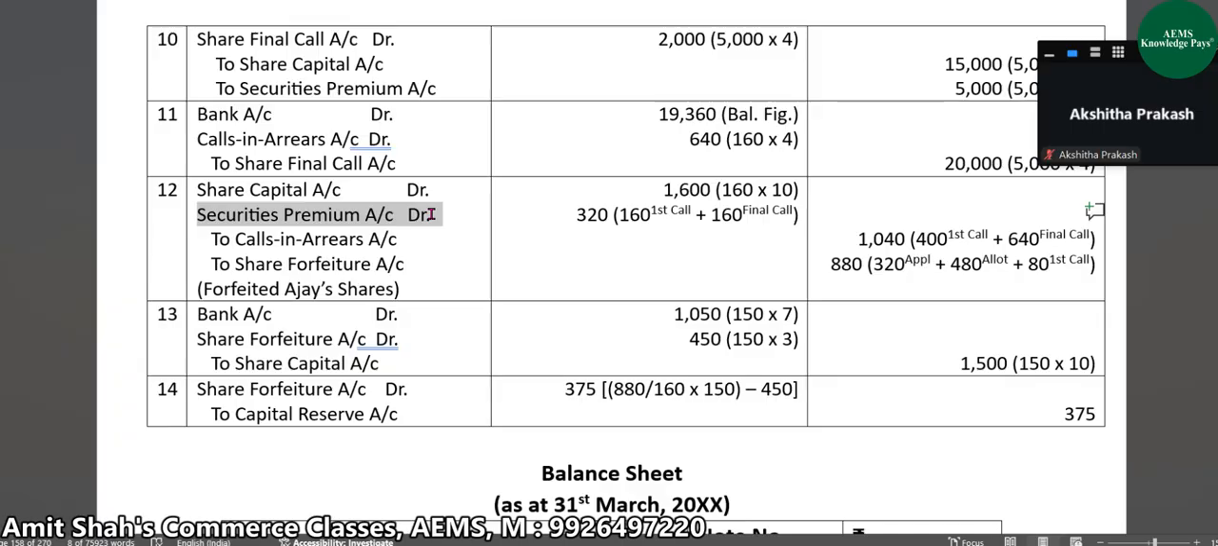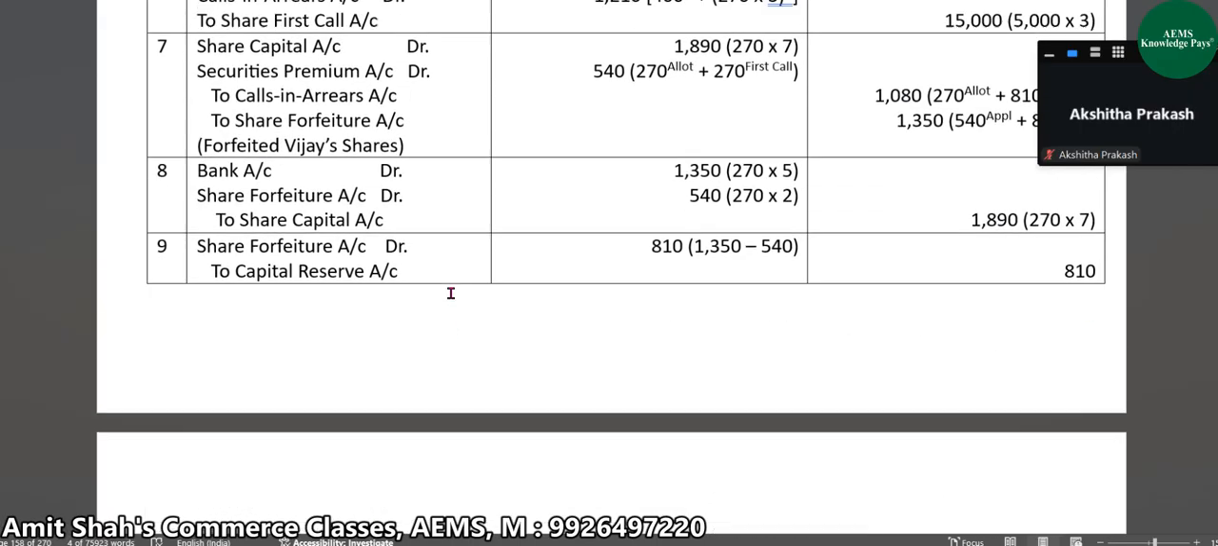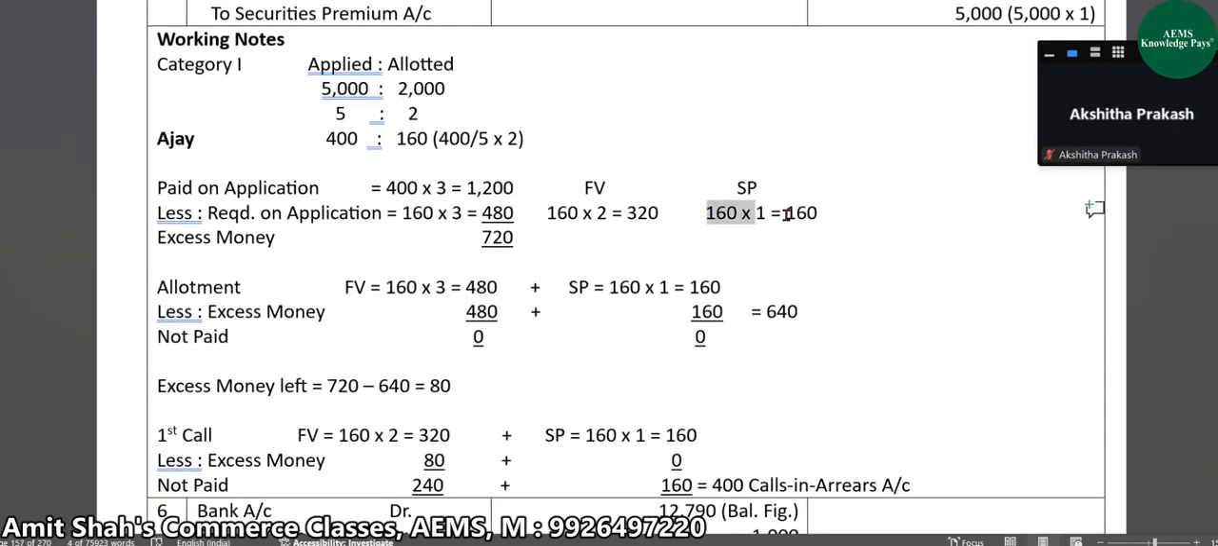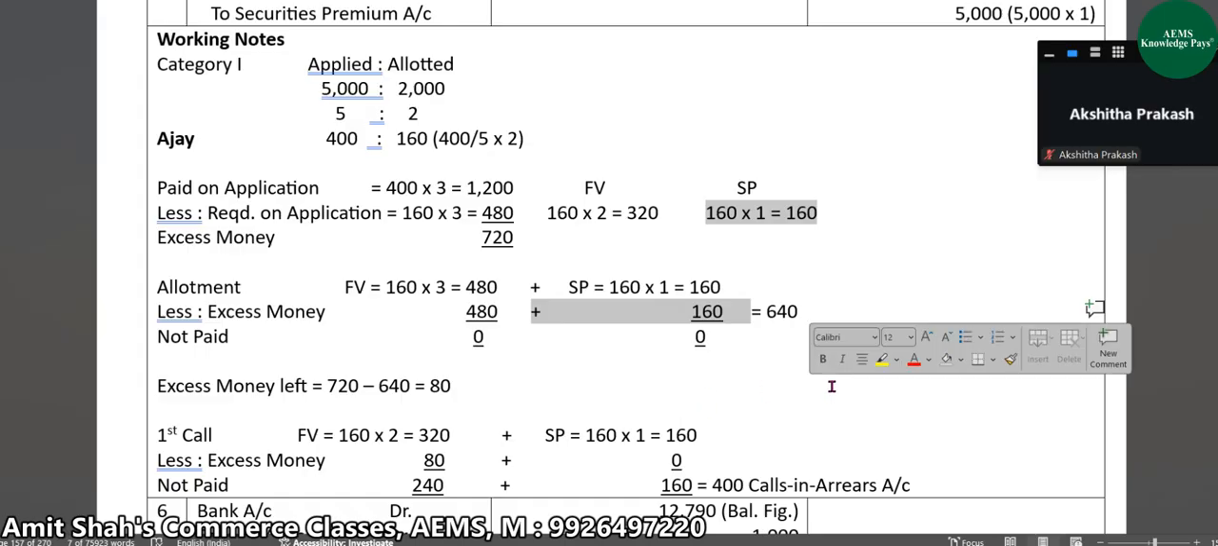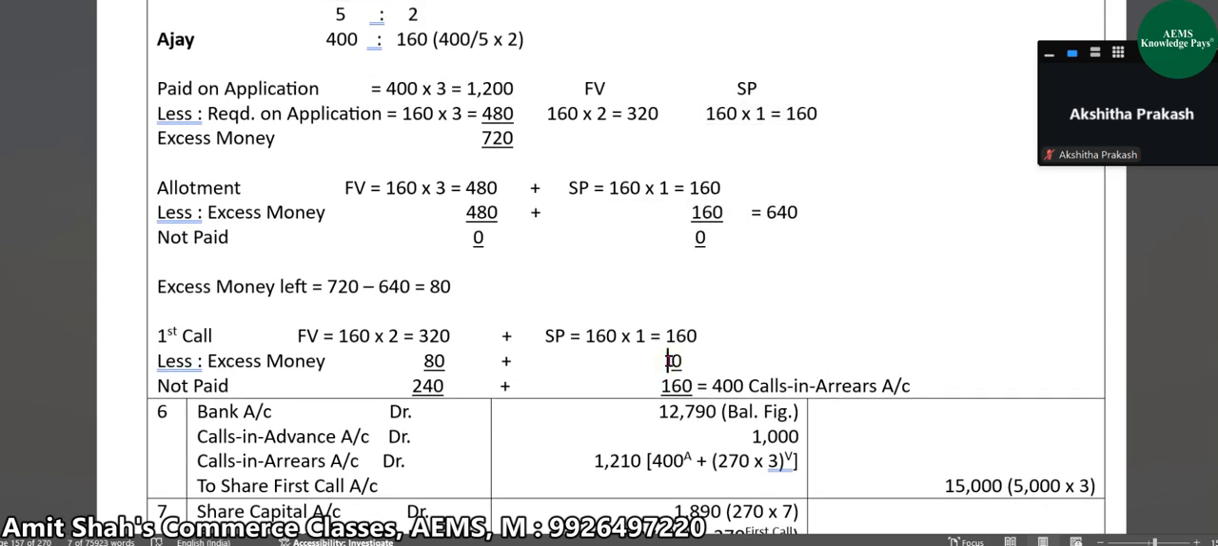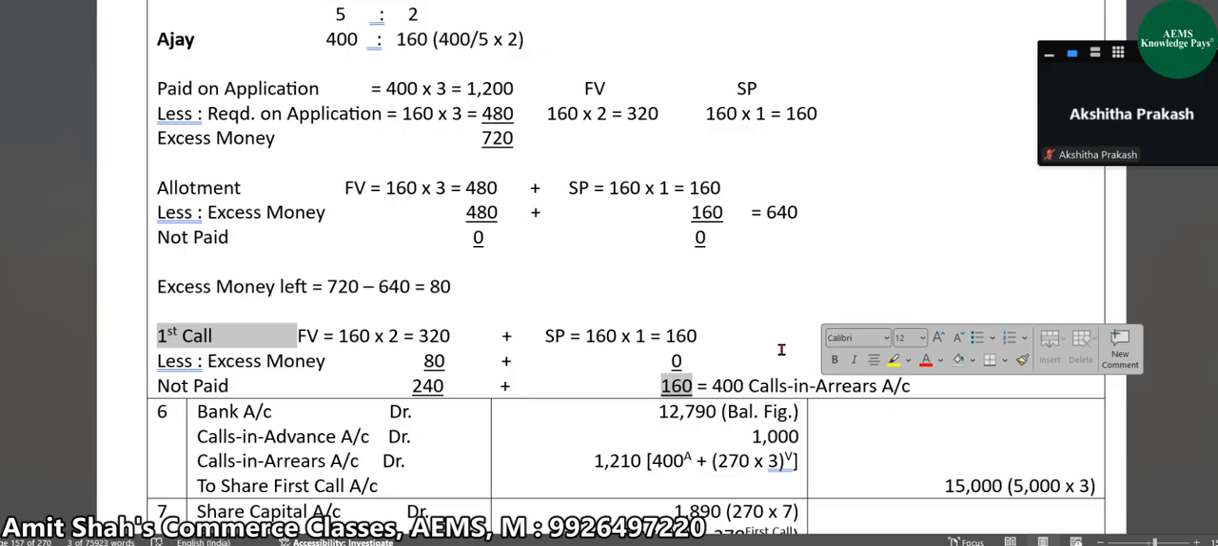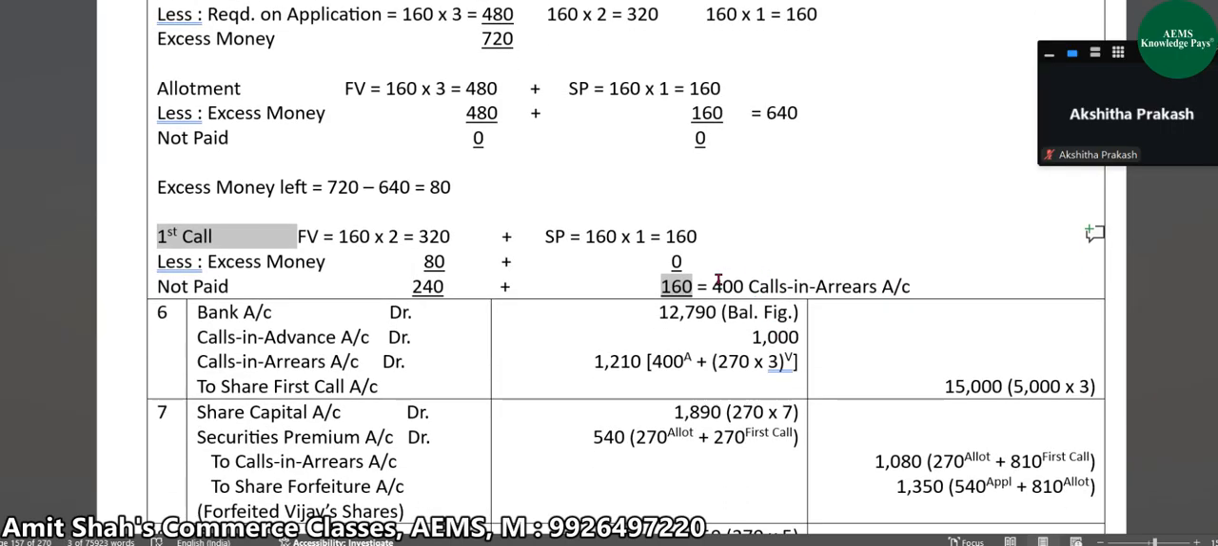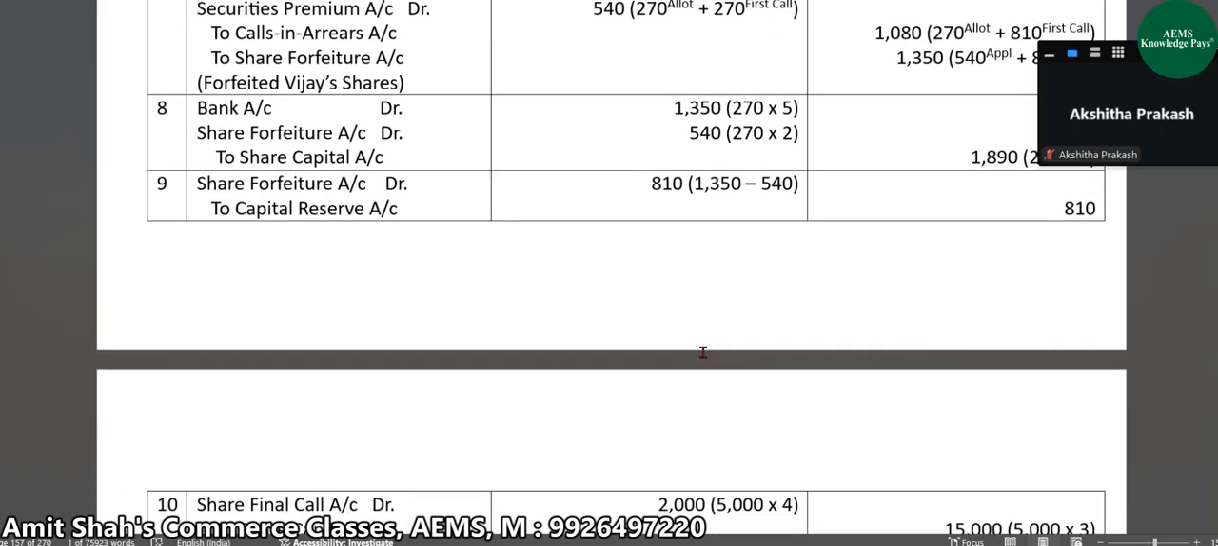We will debit securities premium with the amount of premium which he has not paid. So which premium has he not paid? He has paid the premium of application. He has also paid the premium of allotment. So these two premiums will not come in the forfeiture entry at all. He did not pay 160 premium of the first call and again 160 premium of the final call, because premium is rupee 1 per share in all the calls. So the total premium that he has not paid is 160 of the first call and 160 of the final call. That is 320.